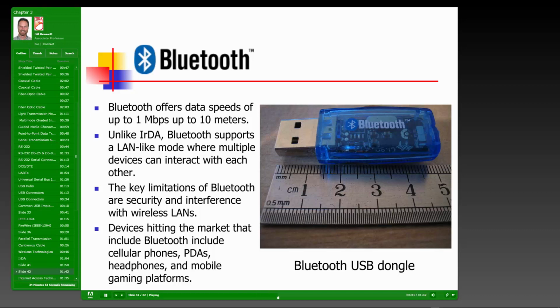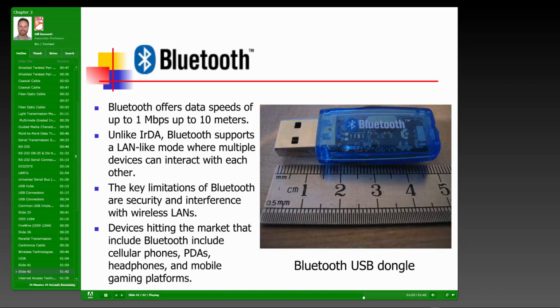As I mentioned in the last slide, one of the key limitations of Bluetooth is the fact that it interferes with wireless LANs, with Wi-Fi. And security is an issue. Even though it uses the frequency hop spread spectrum, it still is a radio frequency transmission, and so it is susceptible to being intercepted. And then some of the devices that are on the market would be Bluetooth cellular phones, PDAs, headphones, mobile gaming platforms.